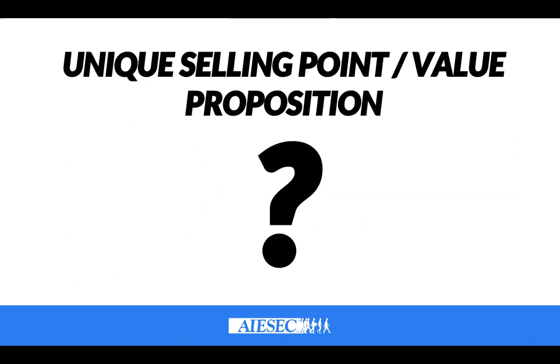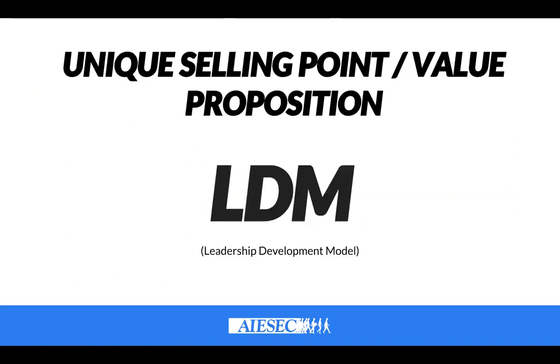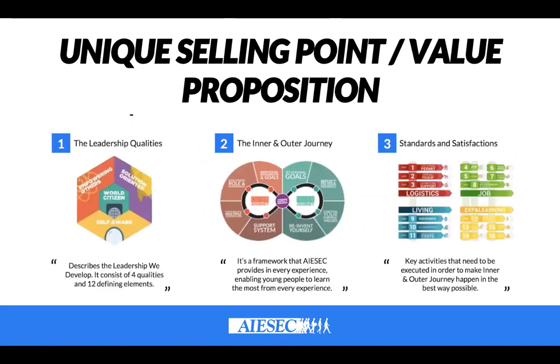With that, you might be asking, what is the unique selling point or value proposition that we need to communicate in terms of our exchange operations? Our value proposition is our leadership development model. Our leadership development model consists of 3 things. First is the leadership qualities, which describes the leadership that we develop with the 4 qualities and the 12 defining elements. We have the inner and outer journey.